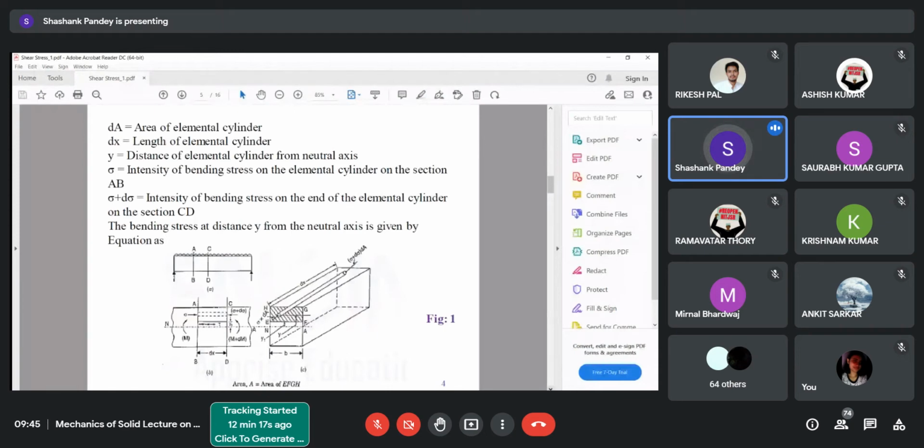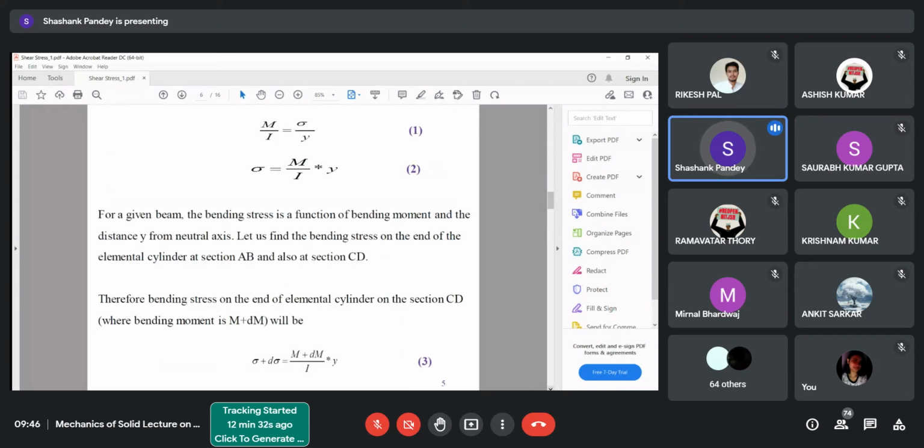So if we have some distance y, we already derived the equation for this bending equation. We know that M by I is equal to sigma by y, and because of this, the bending stress can be expressed in terms of the moment, the moment of inertia, and the distance y. So at any distance y from the neutral axis, we can calculate the bending stress.